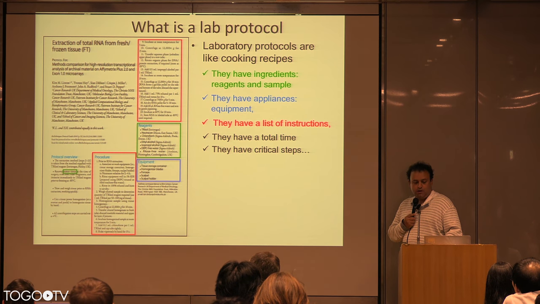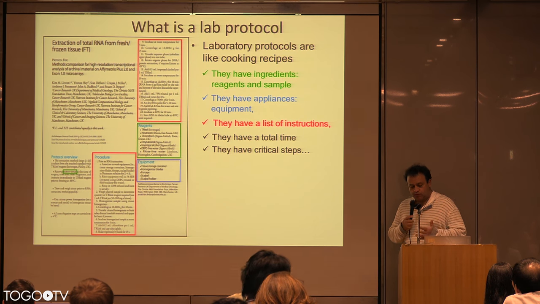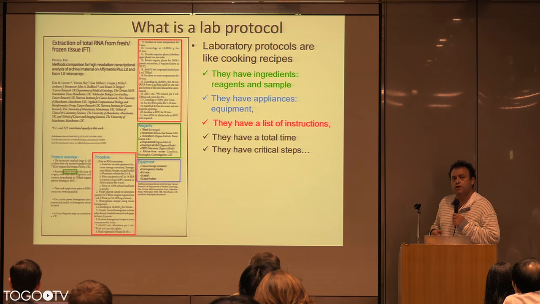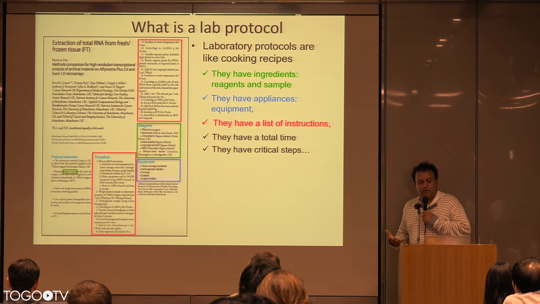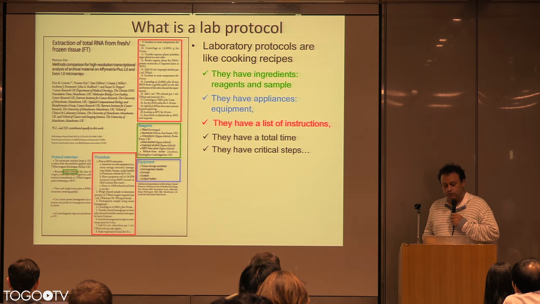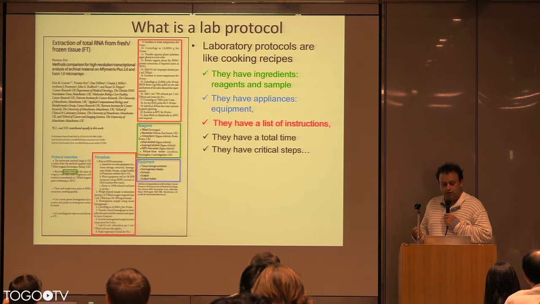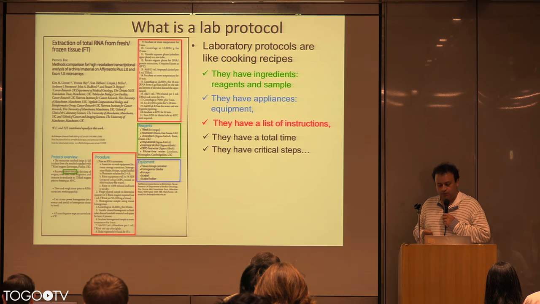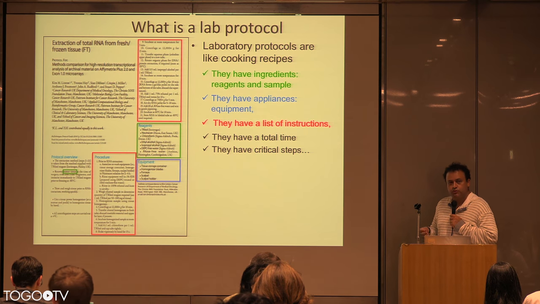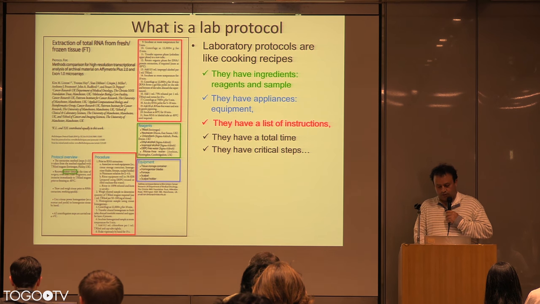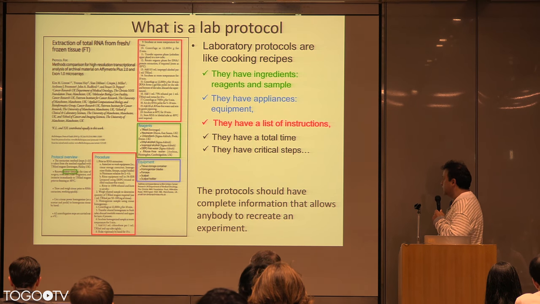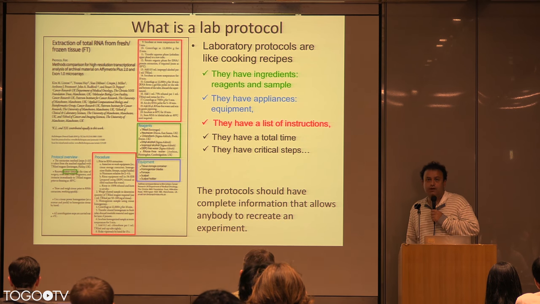They usually have descriptions of what happens in intervals of time. They have critical steps. There are also annotations with respect to the limitations of the experimental protocol. There are also very detailed annotations with respect to hints and troubleshooting when executing an experimental protocol. So a protocol basically should have all the complete information that allows anybody to recreate an experiment.